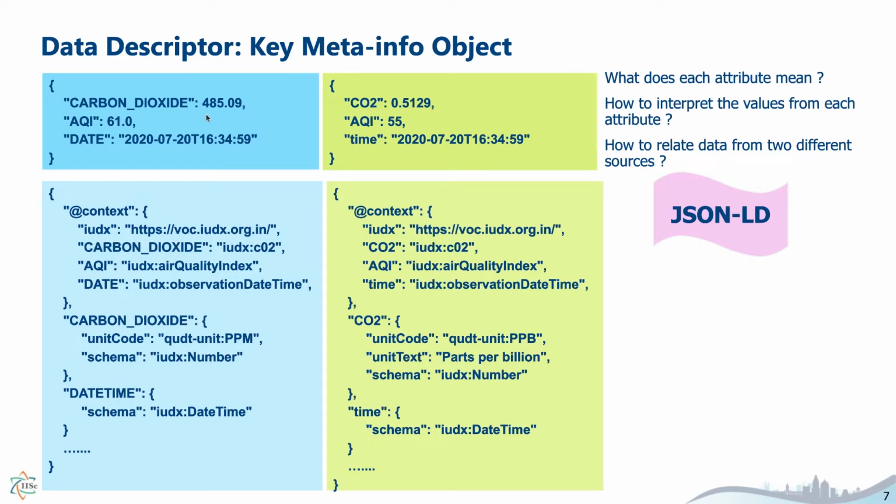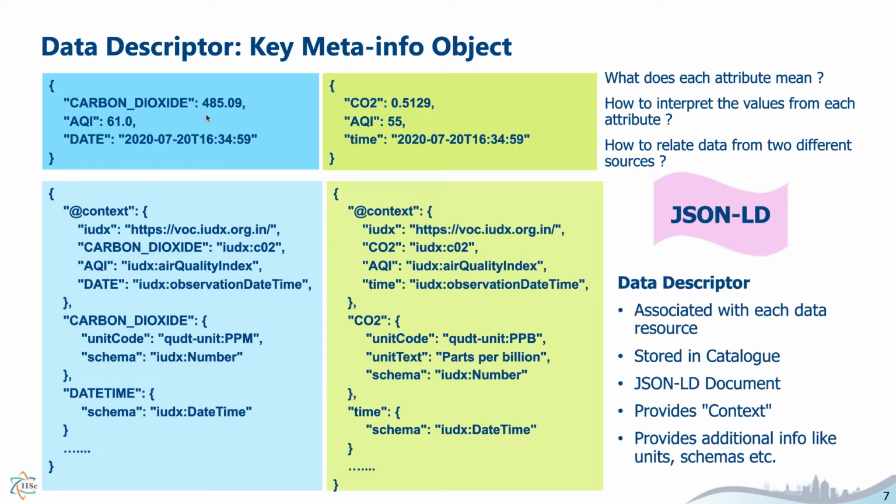So we see how JSON-LD is a natural representation format to answer each of the above raised questions in an unambiguous fashion, right? To summarize, the data descriptor is one of the meta info objects present in the catalog. It's associated with each data resource. It's a JSON-LD document, and it provides the context for the usage of data.